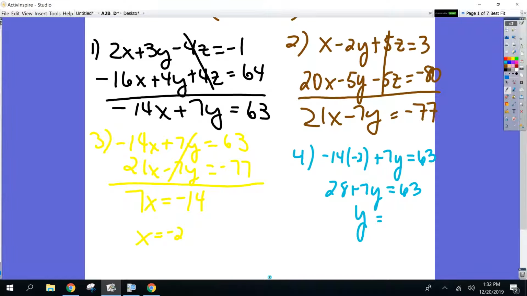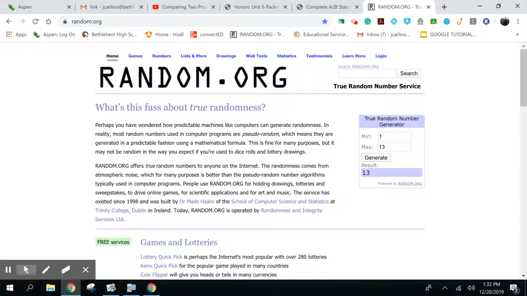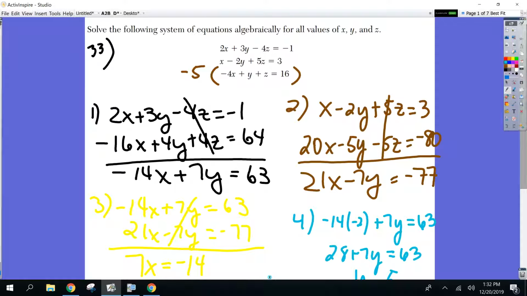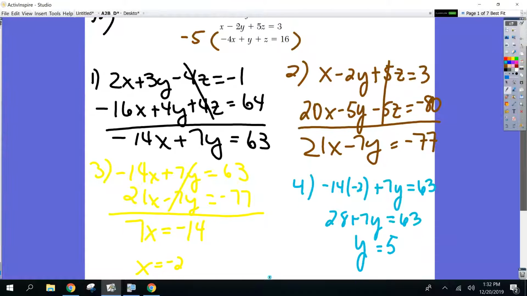Take your time. I'm in no hurry here. 13 again. When you get y, let me know. 5. And then final step, I have x, I have y, how do I get z? Go back up top. Anybody have a preference, the first, the second, or the third? Second. Do whatever you want. I'll do the first, sure.